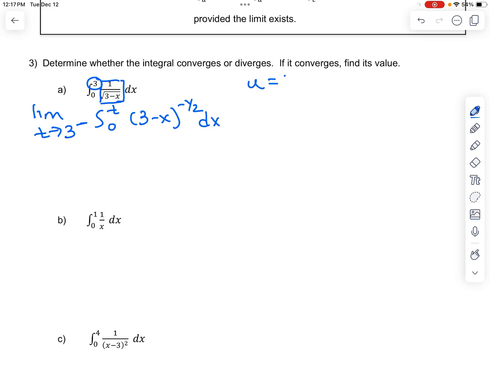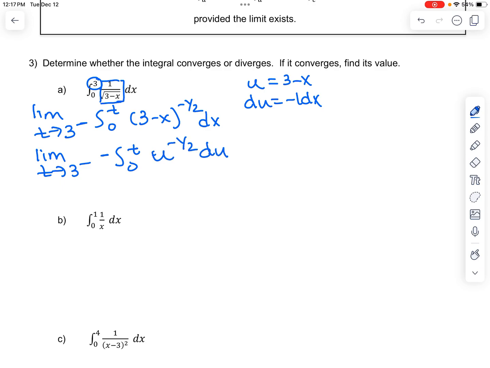This is a u substitution problem. Notice your u is 3 minus x. Notice your du is negative 1 dx. So if you want to do the rewrite, then you would need a negative 1. So I need the reciprocal, which is still negative 1. So this is u to the negative 1/2, and then I have a du.